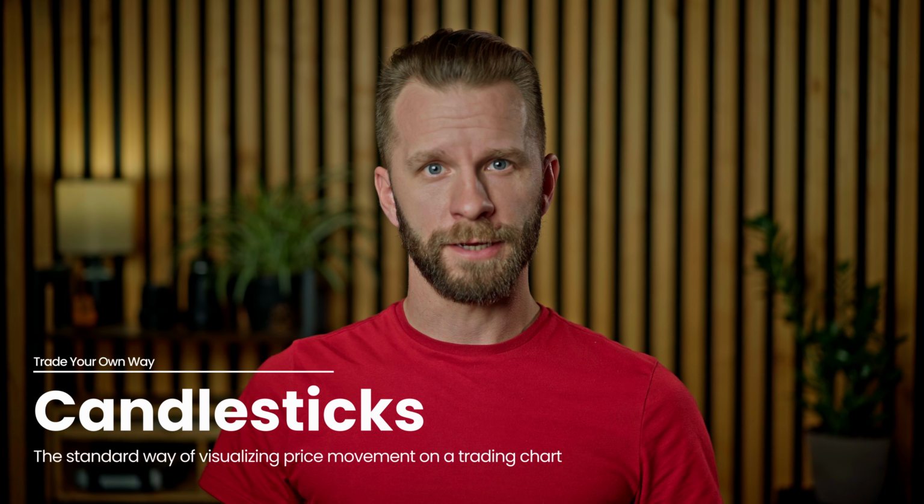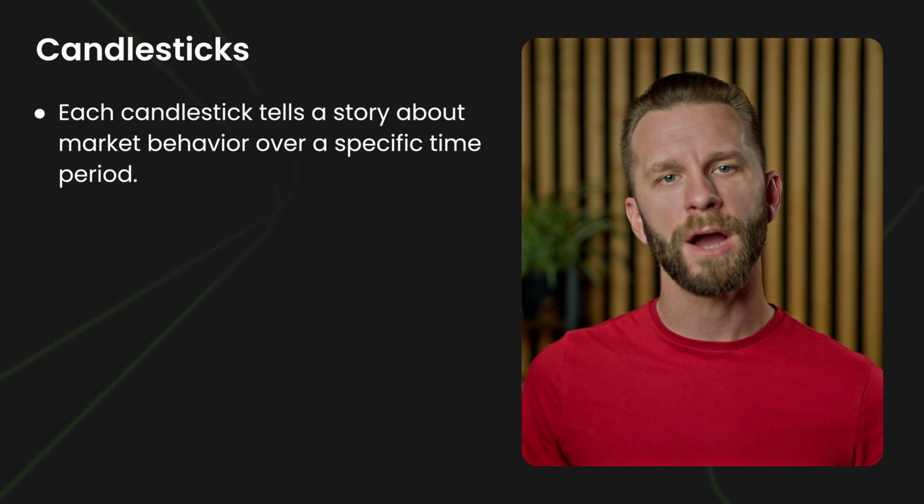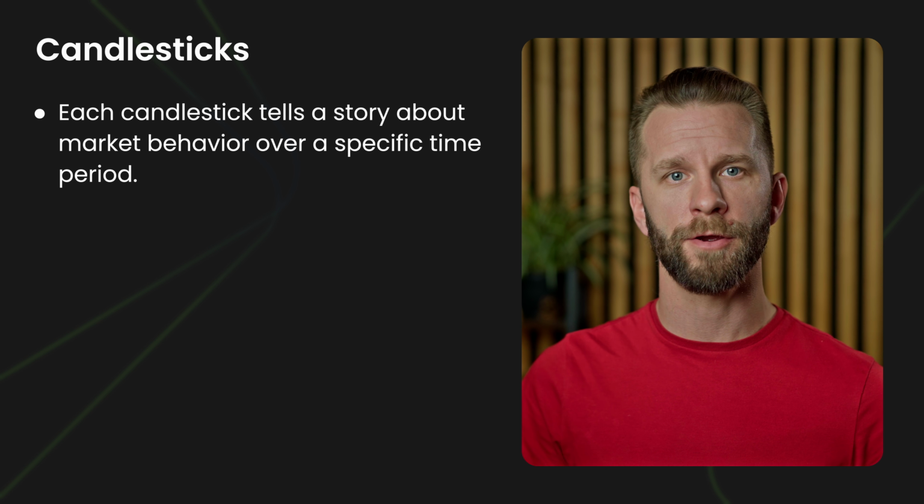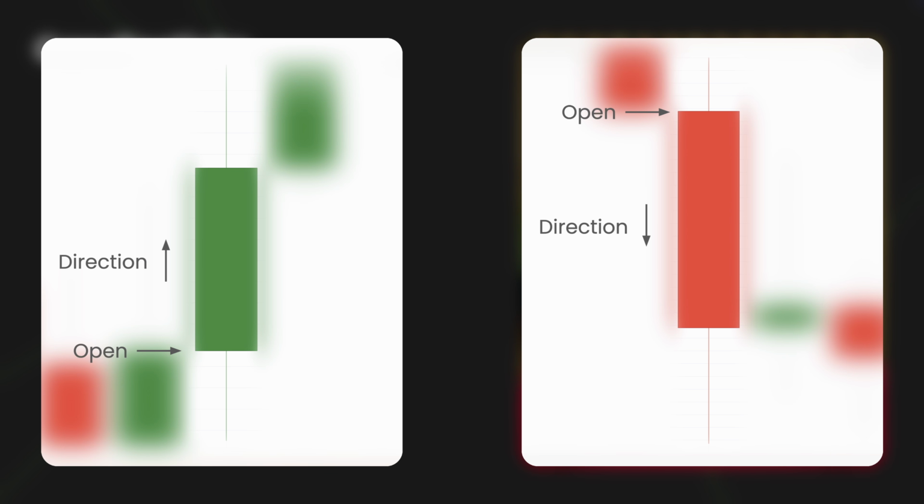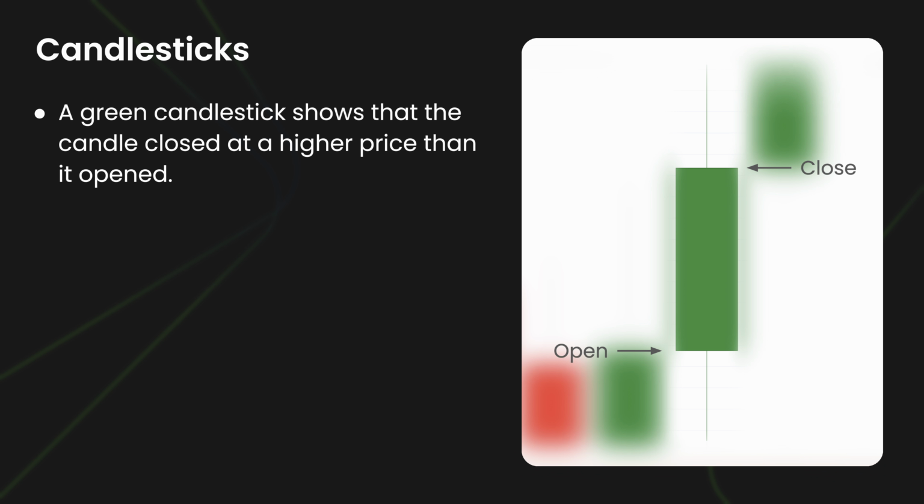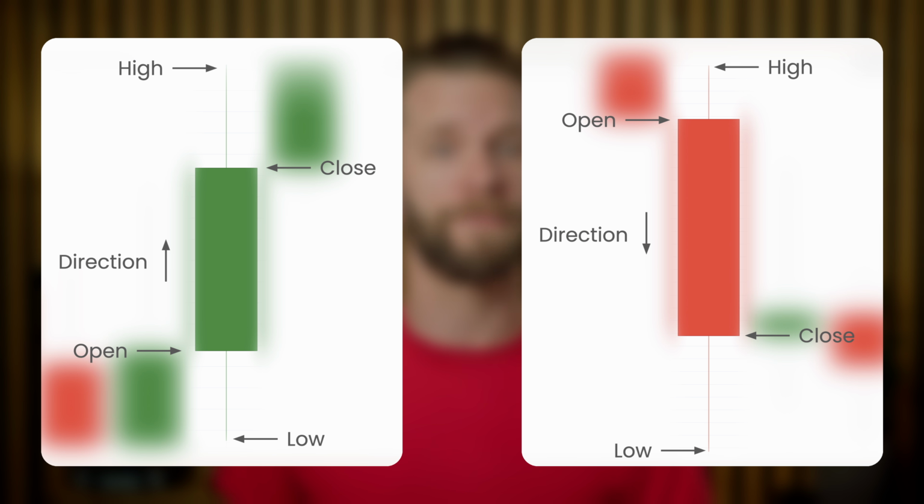Let's begin with candlesticks, which are the standard way of visualizing price movement on a trading chart. Each candlestick tells a story about market behavior over a specific time period by providing 5 key pieces of information: direction, open price, swing high, swing low, and close price. A green candlestick means it closed at a higher price than when it opened, while a red candlestick means it closed at a lower price than when it opened. By understanding these 5 details, you can quickly and easily interpret what each candlestick tells us about its time in the market.